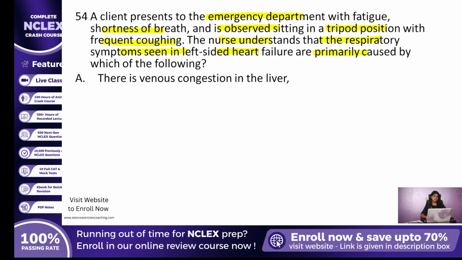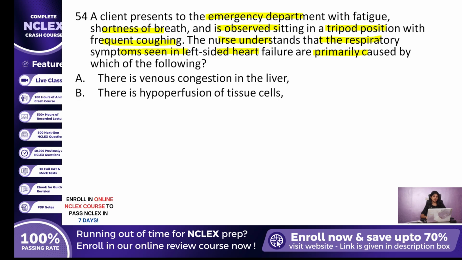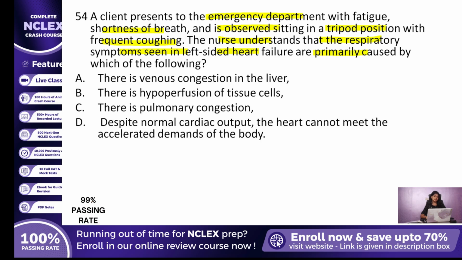A. There is venous congestion in the liver. B. There is hypoperfusion of tissue cells. C. There is pulmonary congestion. Or D. Despite normal cardiac output, the heart cannot meet the accelerated demands of the body. The correct answer is option C. There is pulmonary congestion. Here is the rationale.